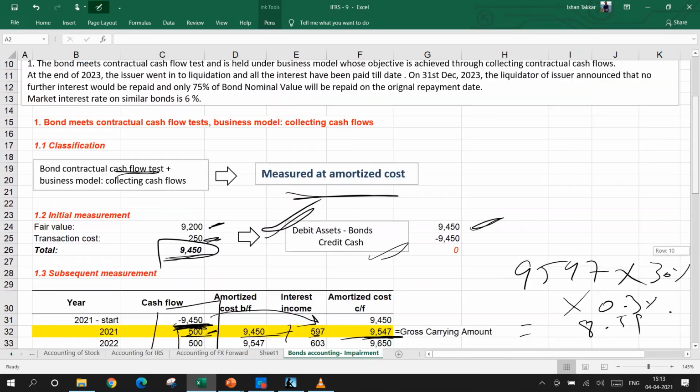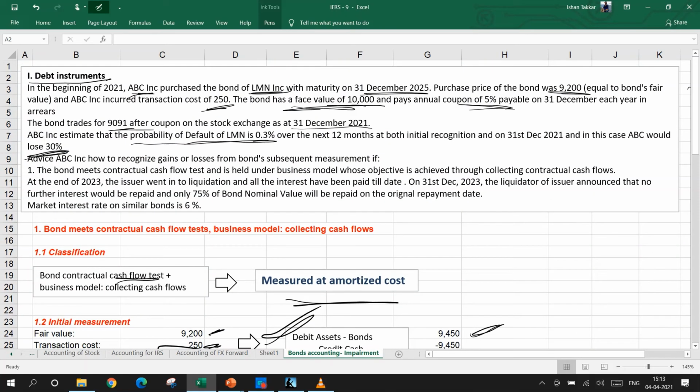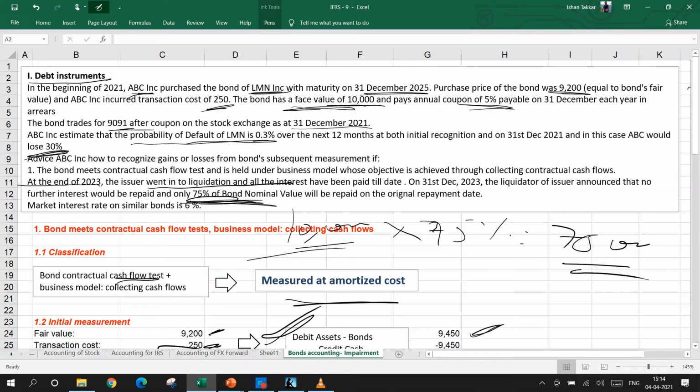So these are the entries you will pass. Now it says in 2023 an event occurred. It says the issuer went into liquidation. Oh my God. And you will be getting only 75%. So the liquidator decided that you will not be getting any interest, and you will just be getting 75% of the bond value. So you need to get 10,000 at the end of 2025, out of which you will be getting 75%. That is nothing but 7,500 after 2 years.